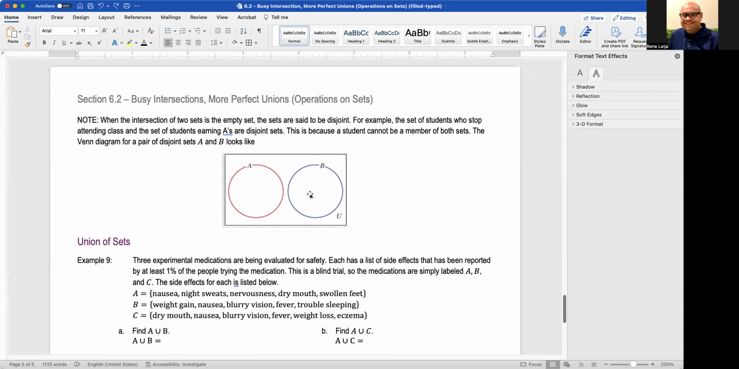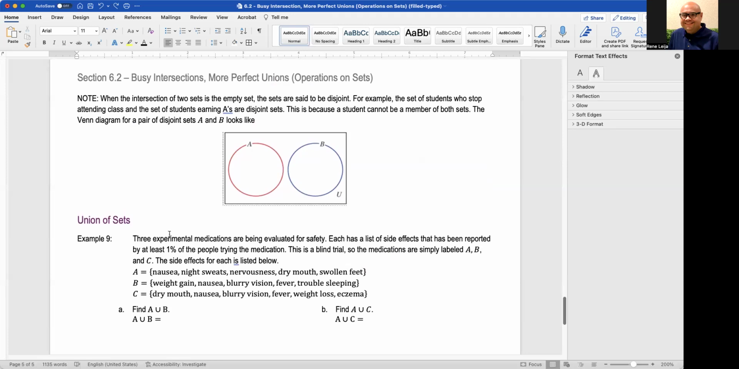Then they are disjoint. Okay, so for example, the set of students who stop attending class, let's call that A, and the set of students earning A's are disjoint sets. Well, they're going to be disjoint because if you're not going to class, then there's no way you're going to earn an A. Okay, so this is what disjoint sets look like. That means they have nothing in common.